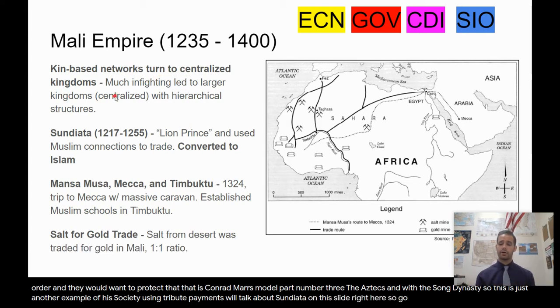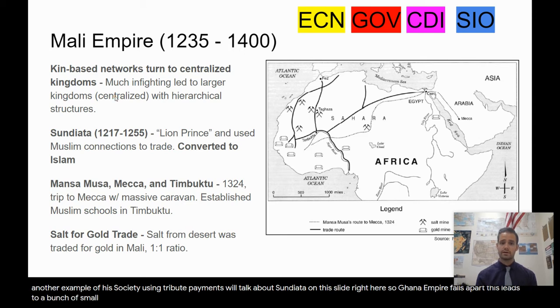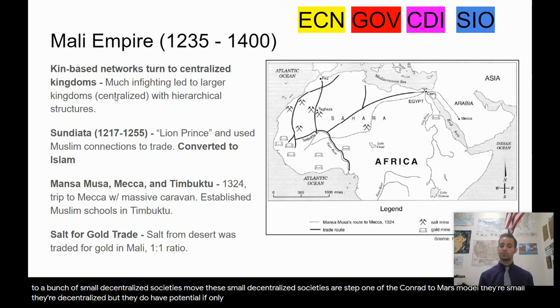So the Ghana Empire falls apart. This leads to a bunch of small, decentralized societies. Well, these small, decentralized societies are step 1 of Konrad Demar's model. They're small, they're decentralized, but they do have potential if only someone can organize them. Step in, Sundiata. Now, Sundiata, let's start with him as a young boy.